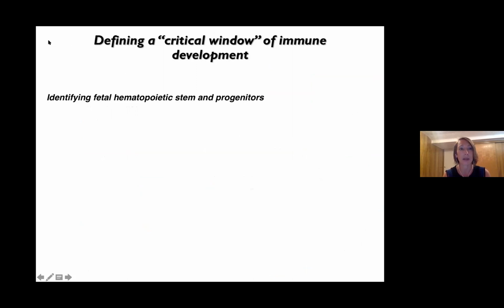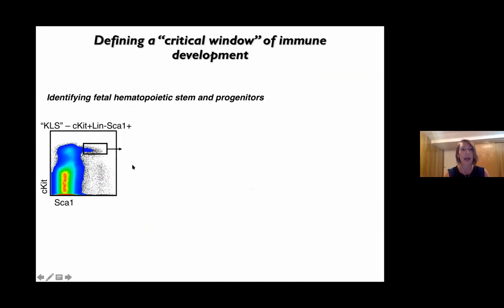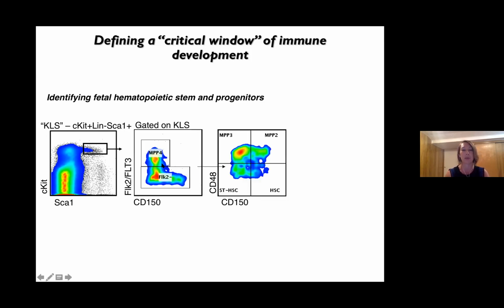Before I start, because I don't know how broad the audience is, I just want to throw up a few examples of all the FACS plots that I'm going to be showing in the next slides. So we identify fetal stem progenitors by flow, and we first gate on cells that are negative for mature lineage markers and positive for c-Kit and Sca-1. And this compartment contains all multipotent HSCs and progenitors, so the HSCs and the MPPs and everything in between.